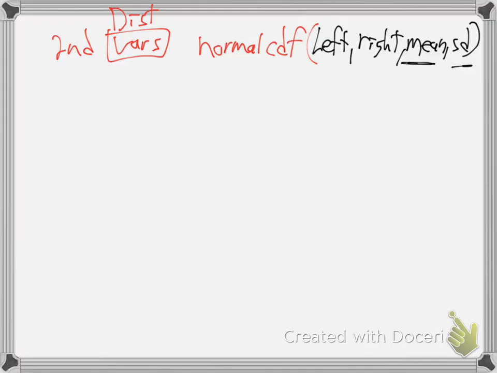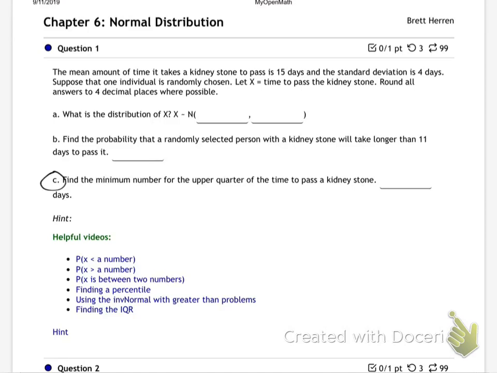And then there's another part here. There's a question C. Find the minimum number for the upper quarter of the time to pass a kidney stone. Yeah, that's a little tricky. So let's look at the difference in the questions. So let's look now with me at part B. Part B, the one we just did, said find the probability. That means percentage, right? Probabilities are always percentages. Decimals, percentage, same thing. So in part B they were asking for a percentage.